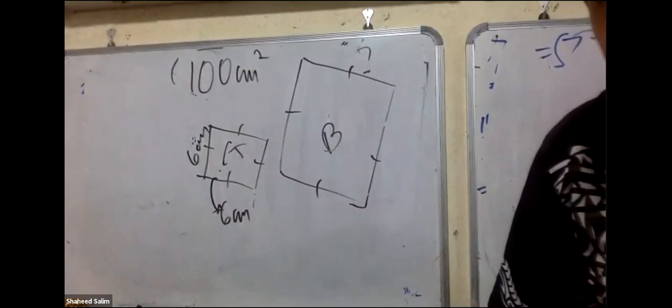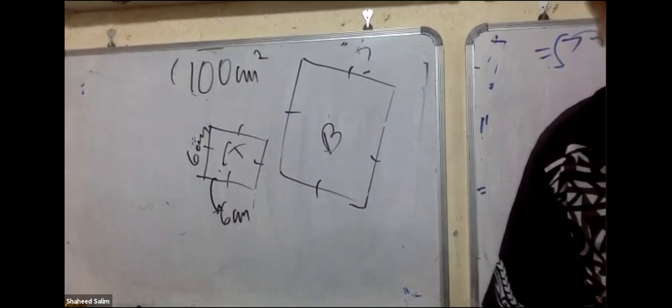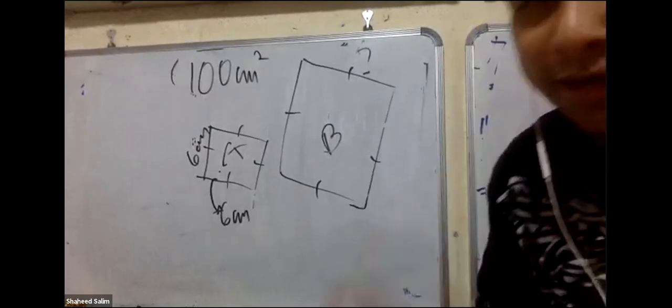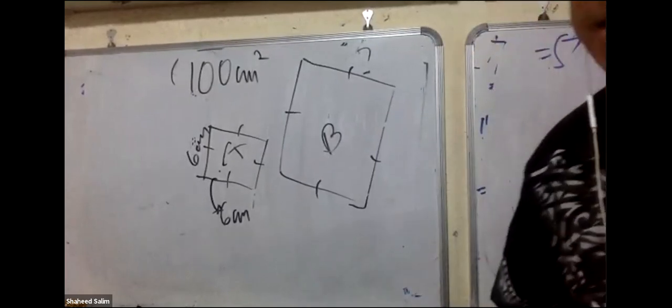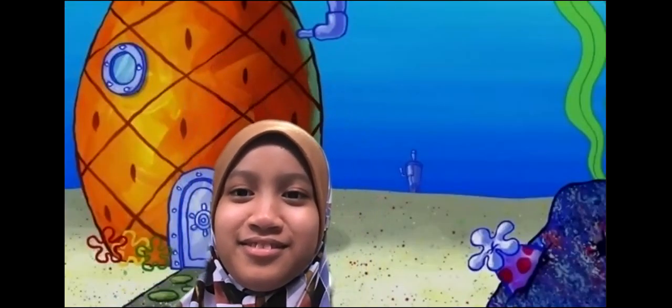What is that? It's kacang. But what is one side? I didn't ask you for area. Shafika, what is one side? Shafika, don't make careless mistakes. Otherwise, I'll cut your... 8 cm. Is it correct?